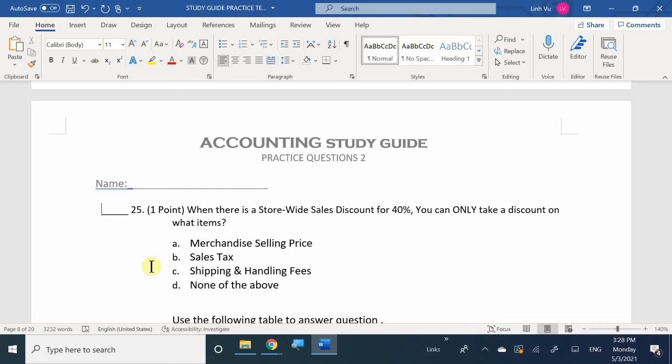You can offer free shipping if you like, but once again, you can never take a discount off of that. And last but not least, there's no such thing as none of the above, because merchandising selling price is an option. It's the only thing that you can actually pretty much discount.